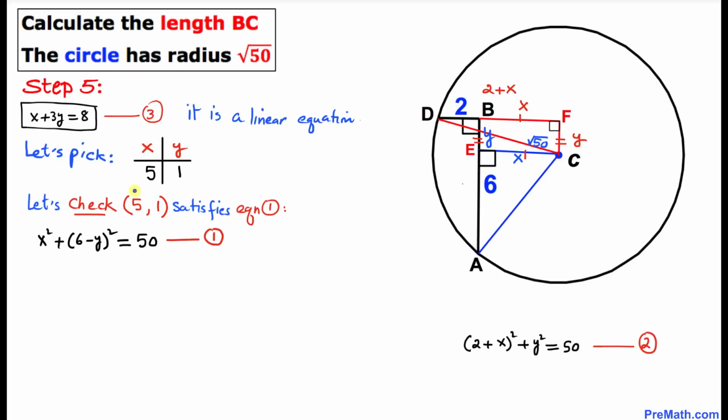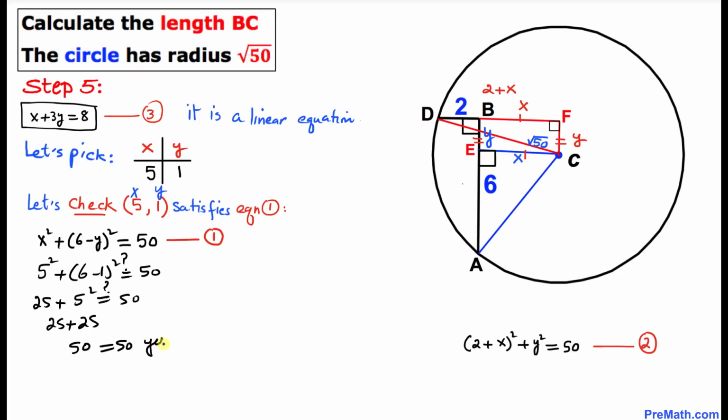So let's go ahead and substitute x equal to 5 and y equal to 1 in this equation 1. So this becomes 5 square plus (6 minus 1) square equal to 50, question mark, whether the left hand side equals the right hand side. So 5 square is 25, and 6 minus 1 is going to give us 5, and 5 square is 25. So that means 25 plus 25 equals 50, which indeed equals 50. That means this statement is true.